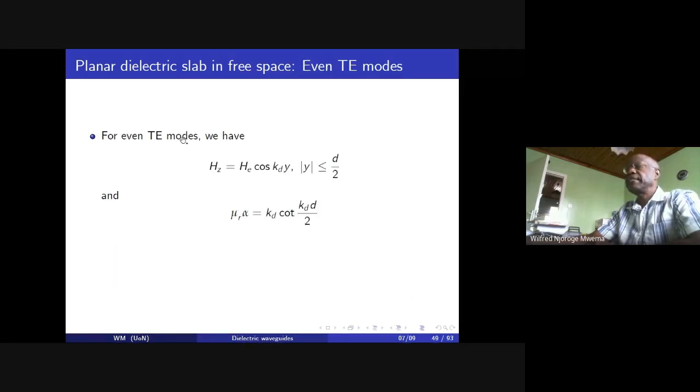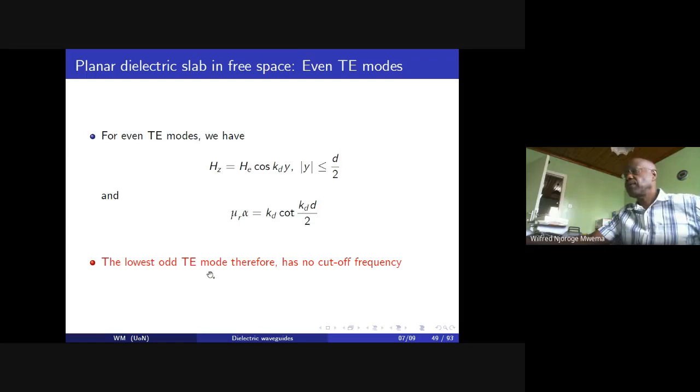So for even TE modes, we have that Hz is going to be given by He and the cosine of kdy in the dielectric, and we can write that mu r of alpha will be given by kd, the cotangent of kd multiplied by d and divided by 2. And the lowest odd TE mode will therefore have no cutoff frequency.